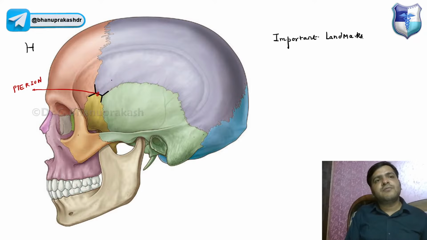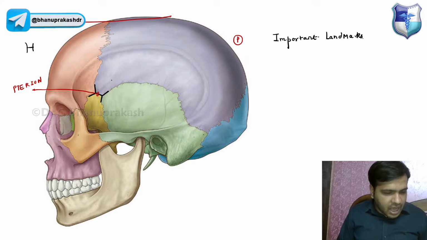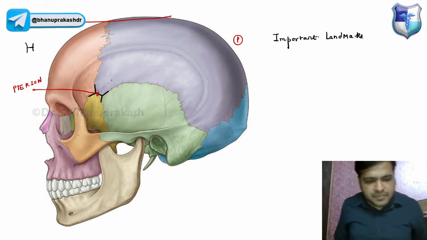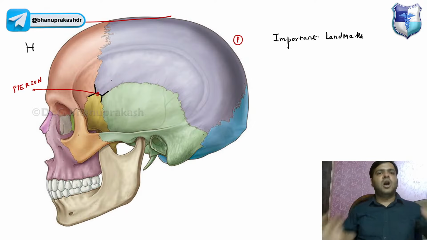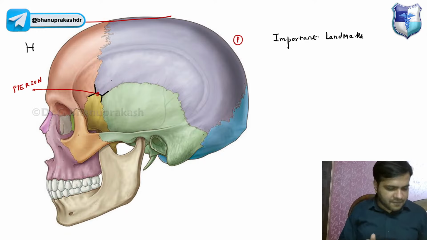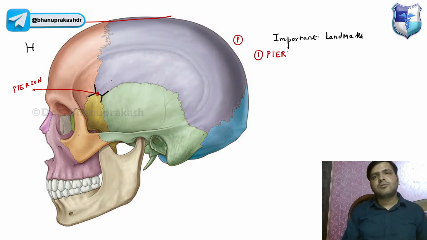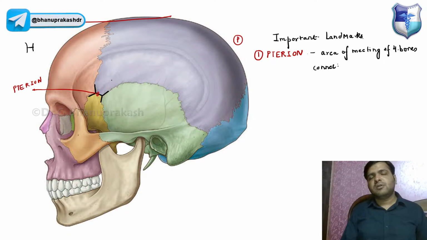Now, guys, you are going to tell me, from anterior to posterior, how many bones are participating to form this area, the pterion? How many bones are uniting to form this particular structure? Quickly tell me. Four. Ankita, Osama, Ishita, very good. Can anyone tell me the names of the 4 bones? It is the area of meeting of 4 bones, and that is connected by an H-shaped suture.